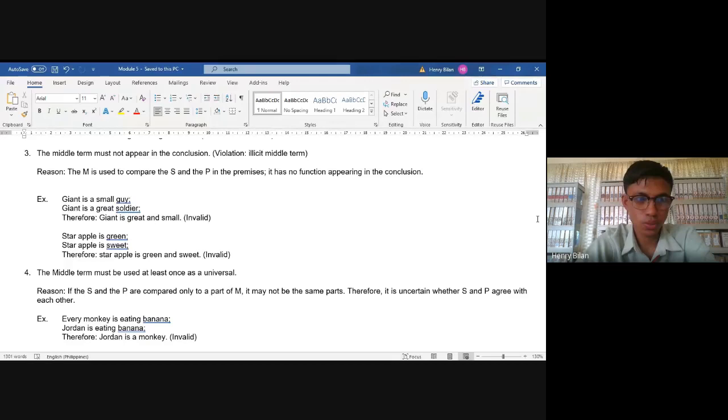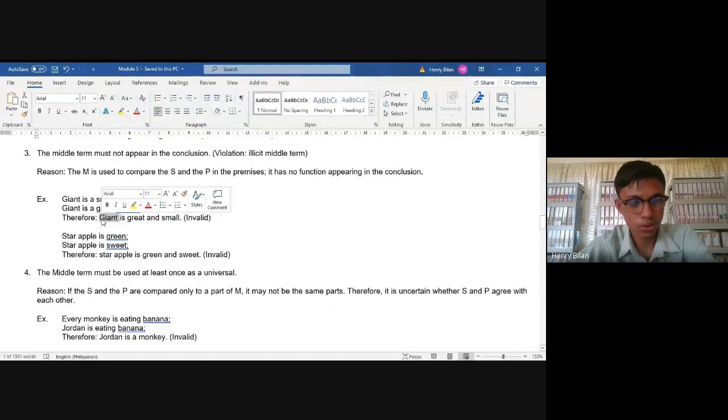Halimbawa ito, giant is a small guy, giant is a great soldier, therefore giant is great and small. So obviously ito yung ano natin, middle term natin, giant. Nandito siya sa major premise, nandito siya sa minor premise, tapos nandito rin siya sa conclusion. So there is a violation, illicit middle term, as I call it.